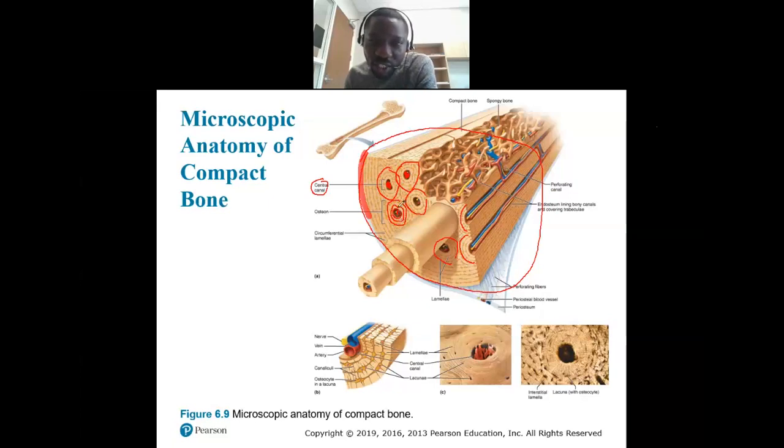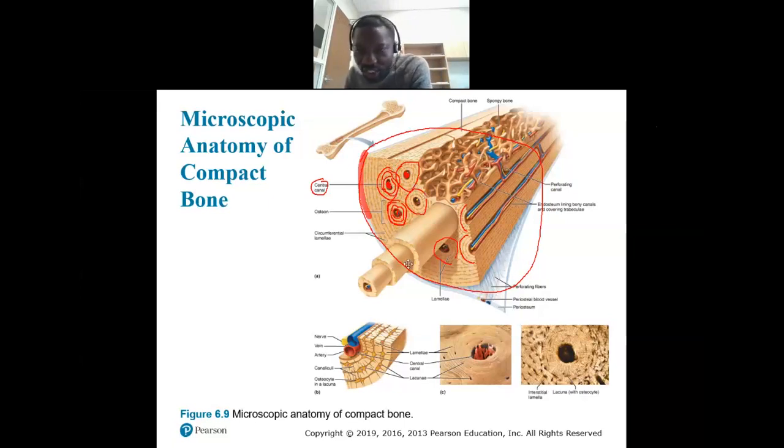This circle is what we call the lamella. You see another one here. This is another circle. That is a lamella. The same thing here. If you come here, this is a circle around the central canal again. That is a lamella. This is another circle. Each of those rings, we call them lamella.